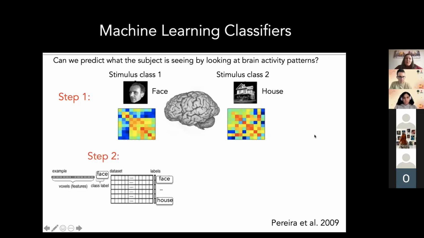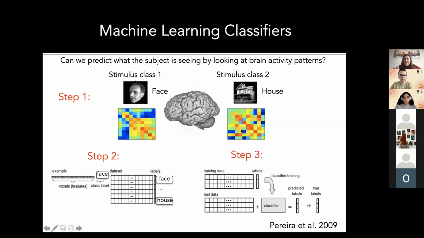Then in step 2, you vectorize these voxels. You put all of these voxels together in a vector and define it as a feature representation, a feature vector. Then you give each of these feature representations a label. For example, you have voxels here, say from voxel 1 to voxel 100, you present them as a vector, and then you give them a label. This vector corresponds to face activity, or another one is house activity.